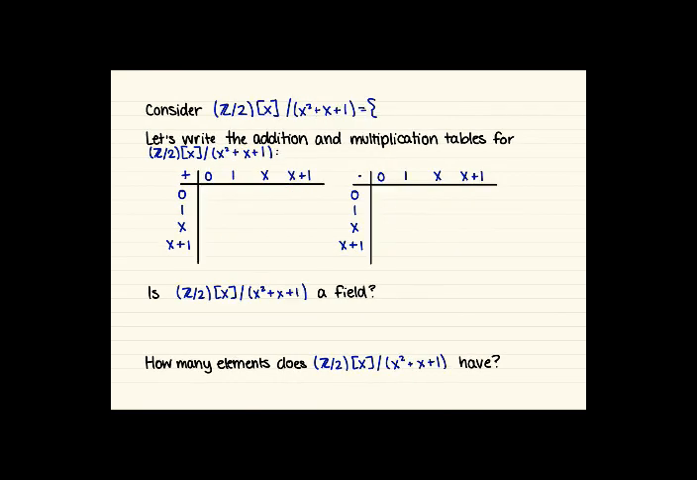Now let's look at another example here. Once again, we've got a polynomial of degree 2 in Z mod 2 adjoin x. So we can think of this as being 0, 1, x, and x plus 1. And now writing the addition and multiplication tables, 0 plus 0 is 0, 0 plus 1 is 1, 0 plus x is x, 0 plus x plus 1 is x plus 1, 1 plus 0 is 1, 1 plus 1 is 2, which is 0, 1 plus x is x plus 1, 1 plus x plus 1 is x.